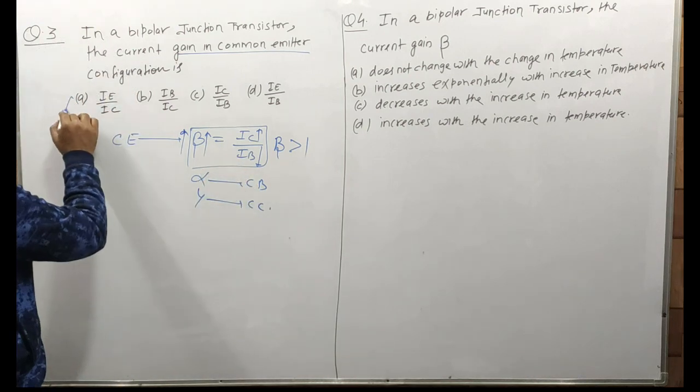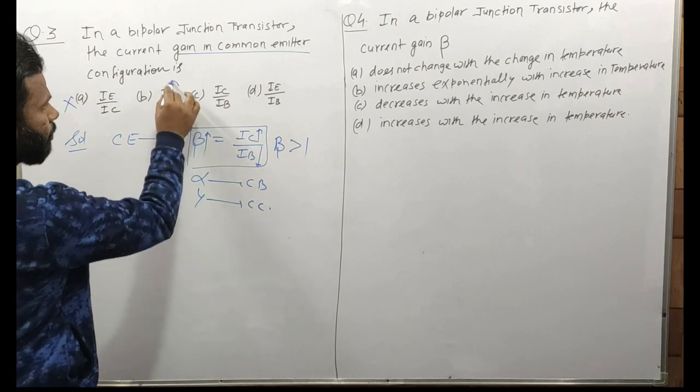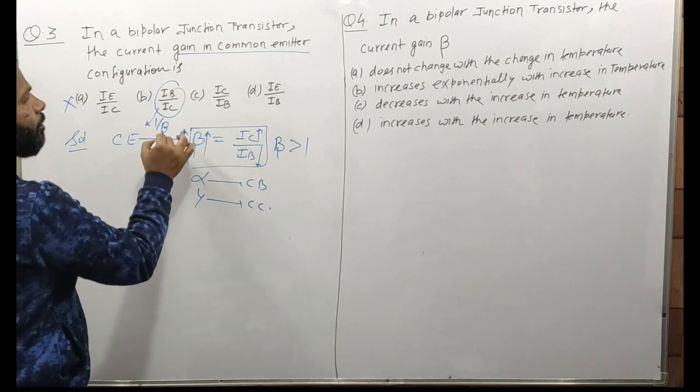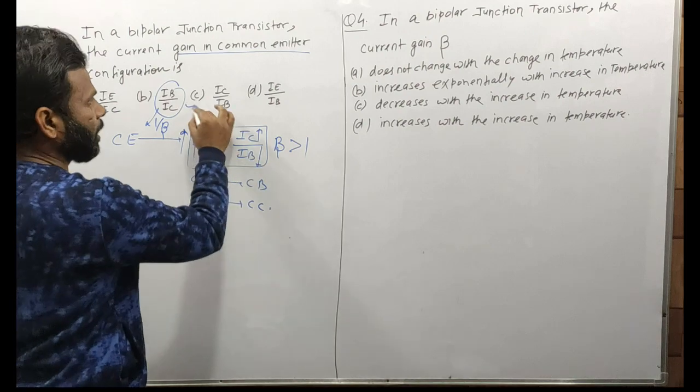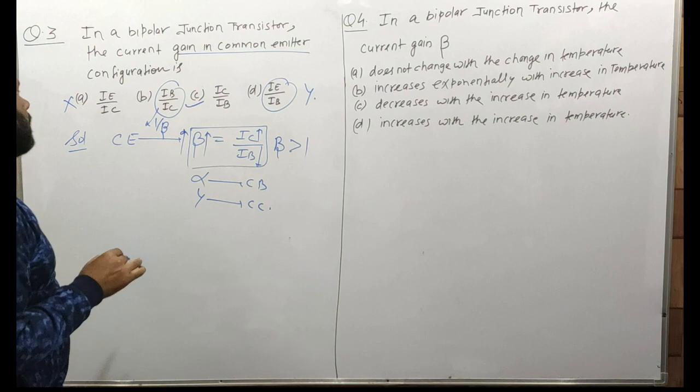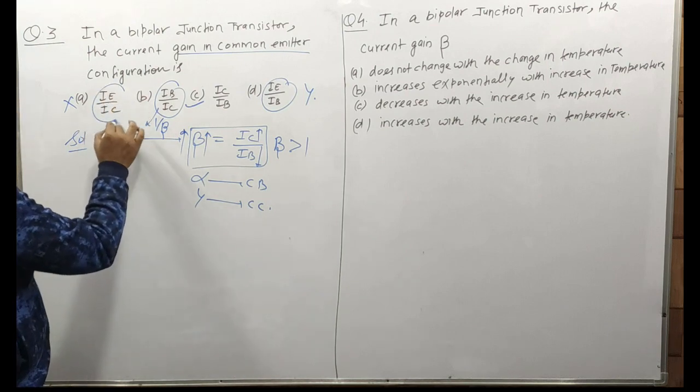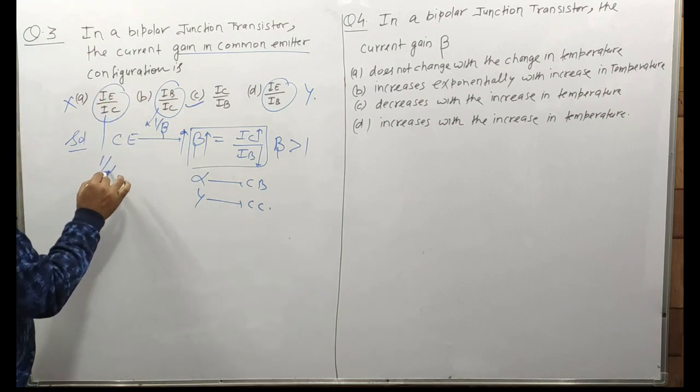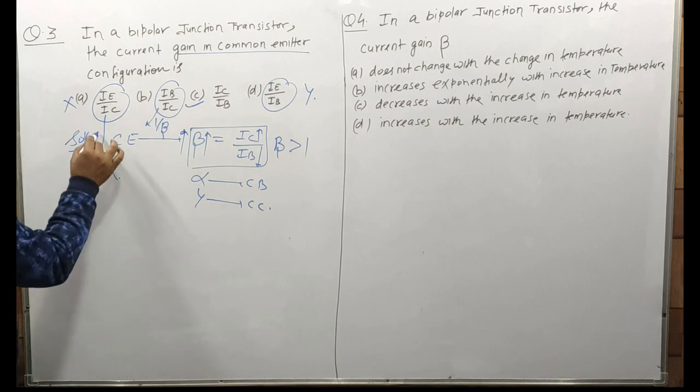Now so हम check करते हैं option wise. IE upon IC it is wrong. IB upon IC it is just 1 by beta. Now IC upon IB it is correct, and this IE upon IB it is gamma, and it is 1 by alpha. So इस question का जो correct answer हो गया वो C सही हो गया.